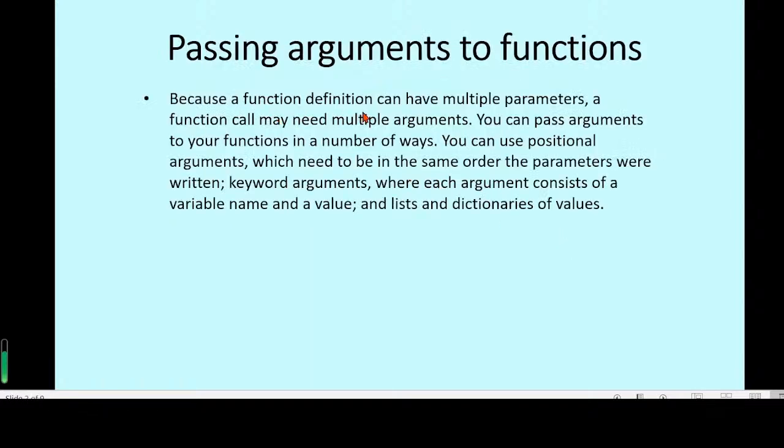Because a function definition can have multiple parameters, a function call may need multiple arguments. You can pass arguments to your functions in a number of ways. You can use positional arguments, which need to be in the same order the parameters were written, keyword arguments, where each argument consists of a variable name and a value, and lists and dictionaries of values.